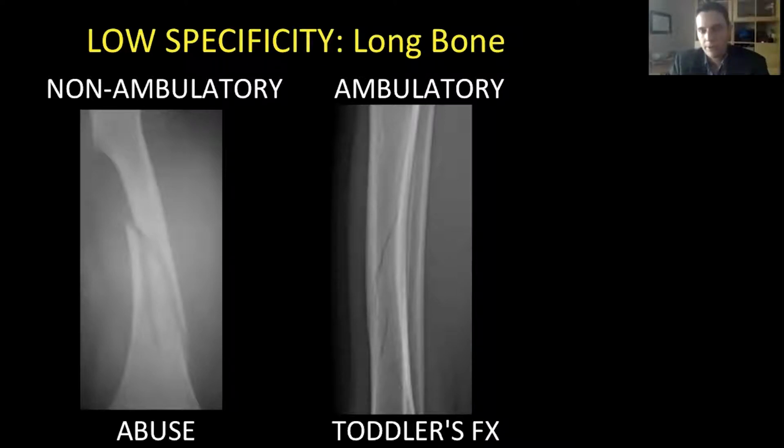This ambulatory patient, this is the classic toddler's fracture, which sounds scary, but is just a common fracture that occurs in toddlers who are just learning to walk. It'll be a spiral fracture of the tibia. It's very common. Not that it couldn't be due to abuse, it's just low specificity. It's probably unlikely to be due to abuse.